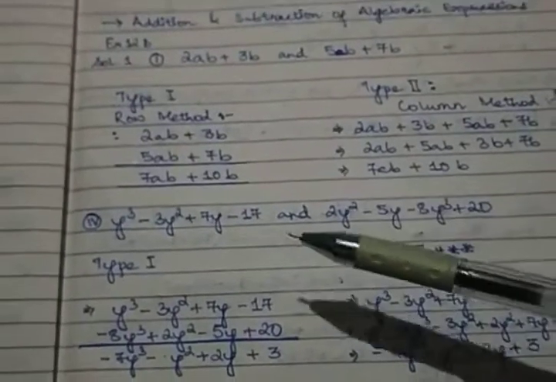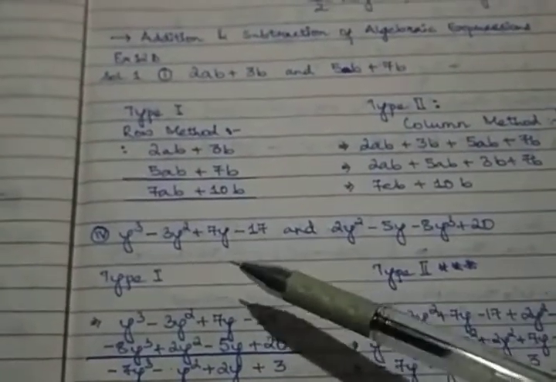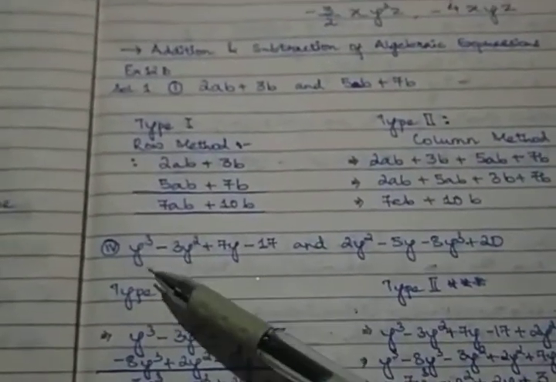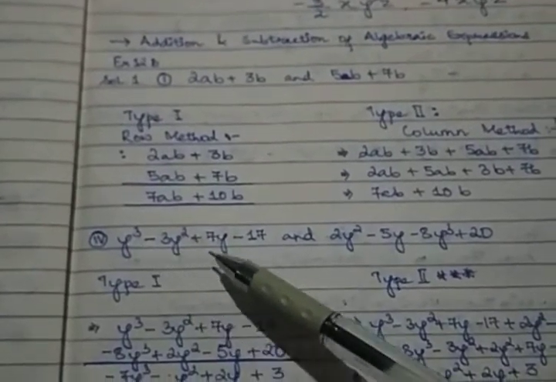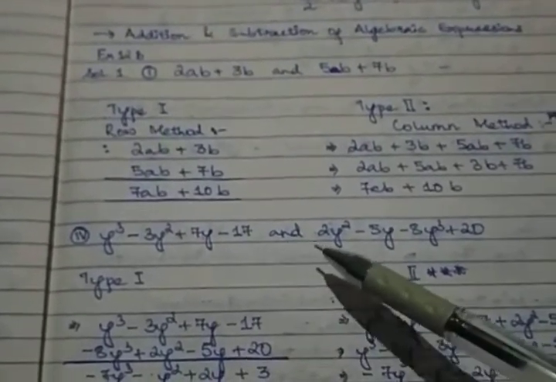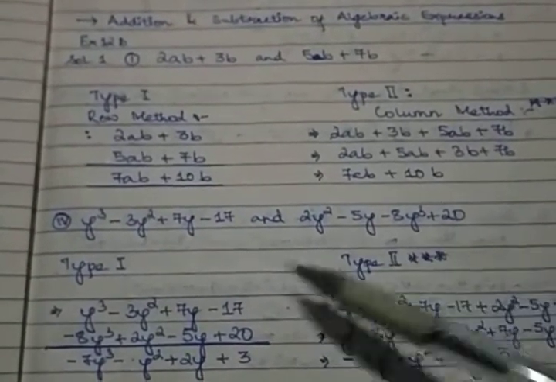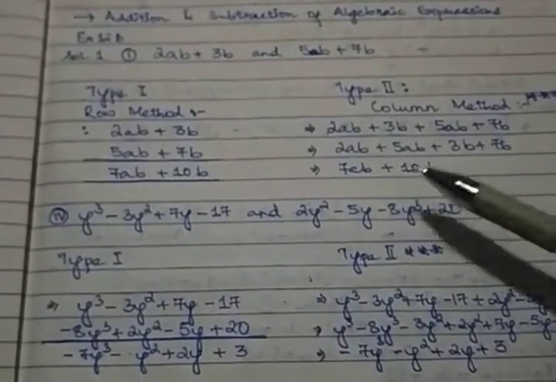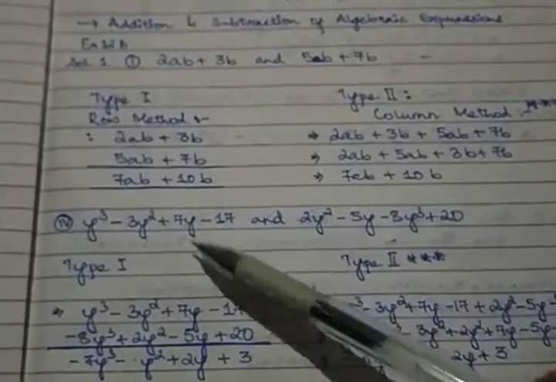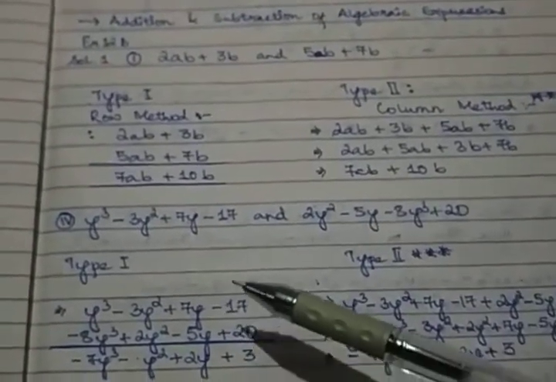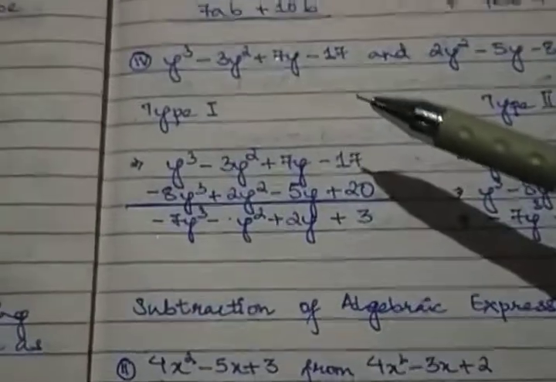The next question I have picked for today is question number 4. The question is y cube minus 3y square plus 7y minus 17 and 2y square minus 5y minus 8y cube plus 20. Again we need to add the terms. It's a polynomial, isn't it? Four terms. So type 1, that is the row addition.